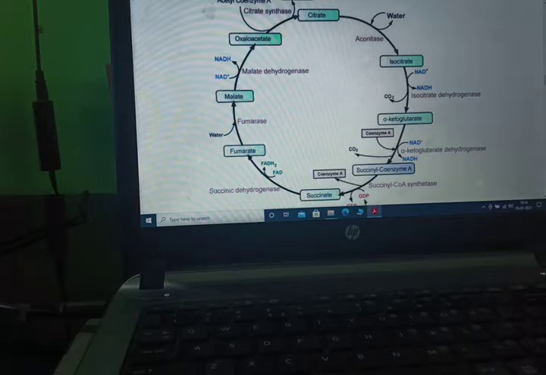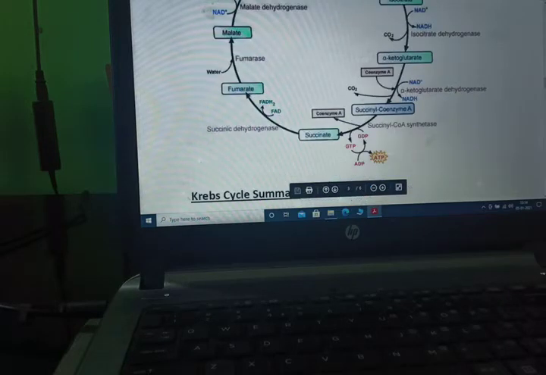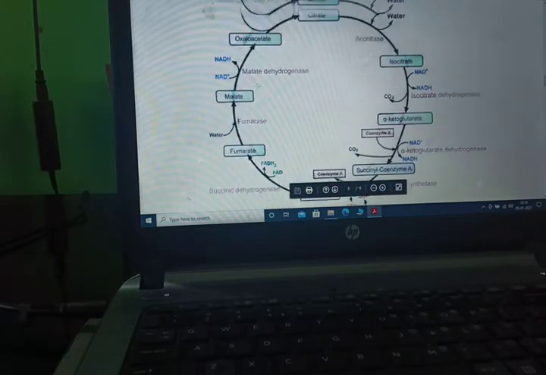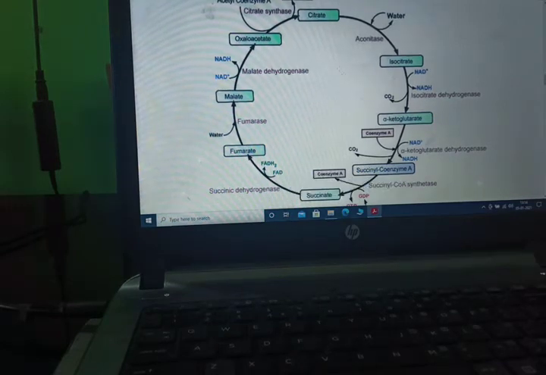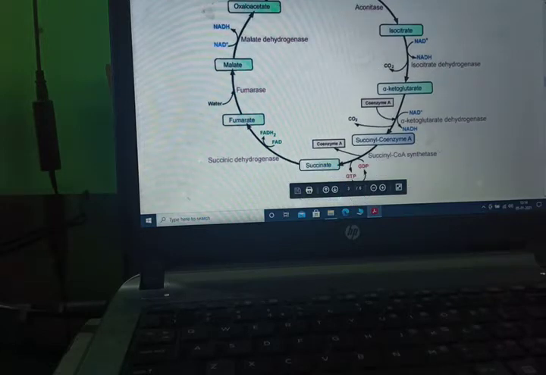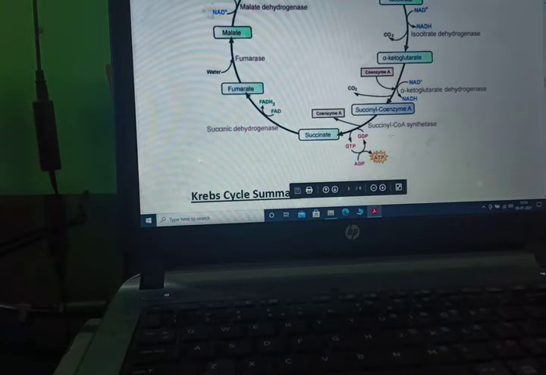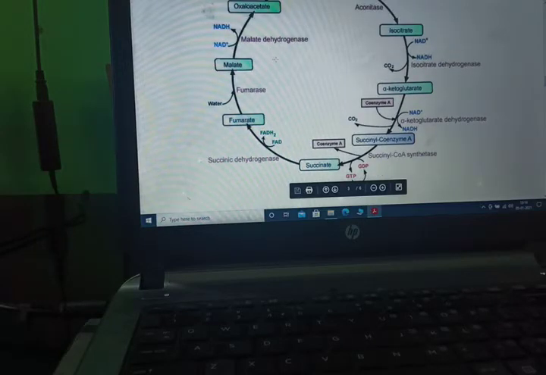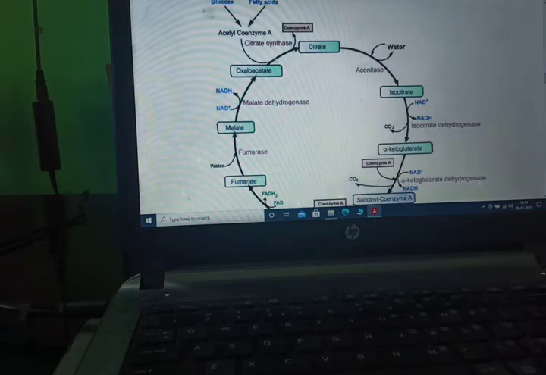Now one more time we will see: citrate, isocitrate, alpha ketoglutarate, succinyl coenzyme A, succinate, fumarate, malate, oxaloacetate. The enzymes are aconitase, isocitrate dehydrogenase, alpha ketoglutarate dehydrogenase, succinyl coenzyme A synthetase, succinic dehydrogenase, fumarase, malate dehydrogenase and citrate synthetase.